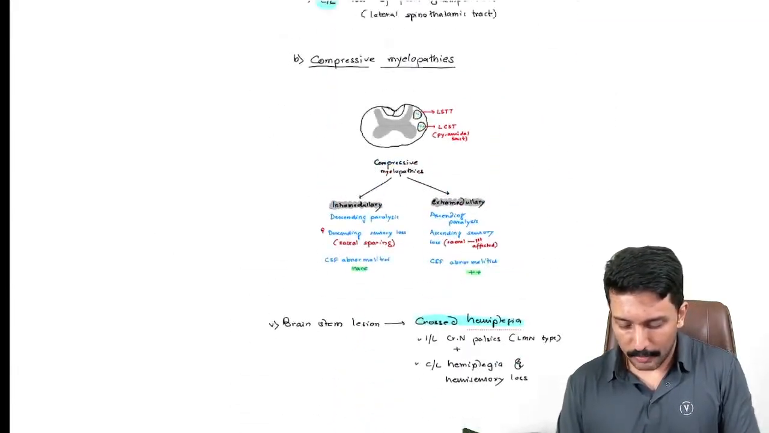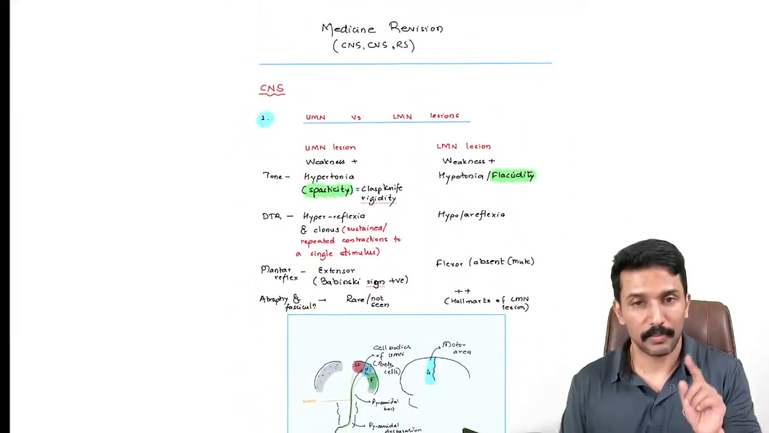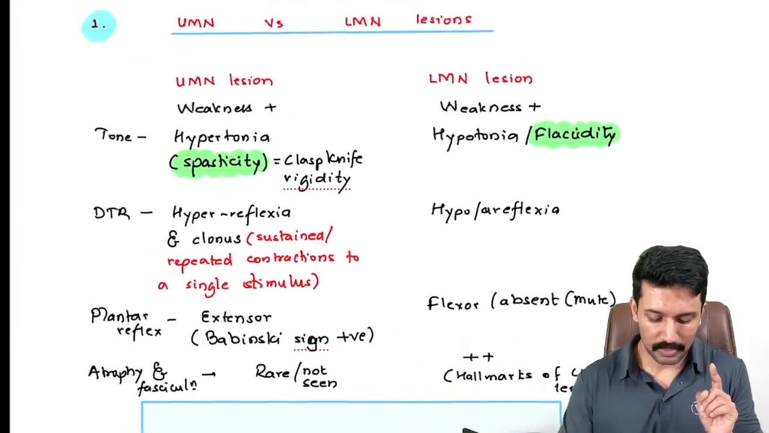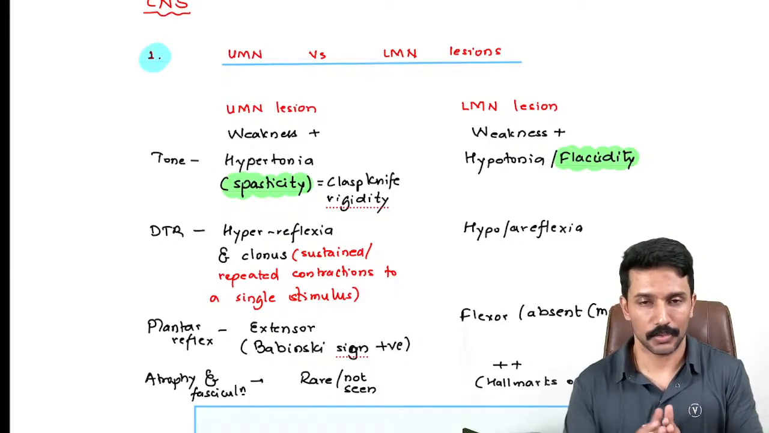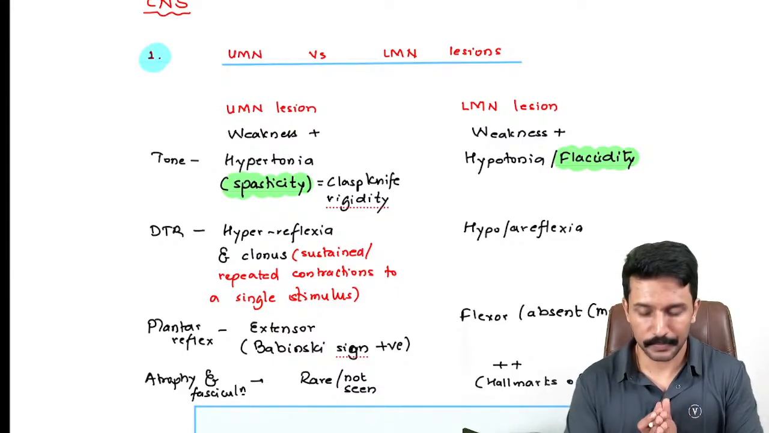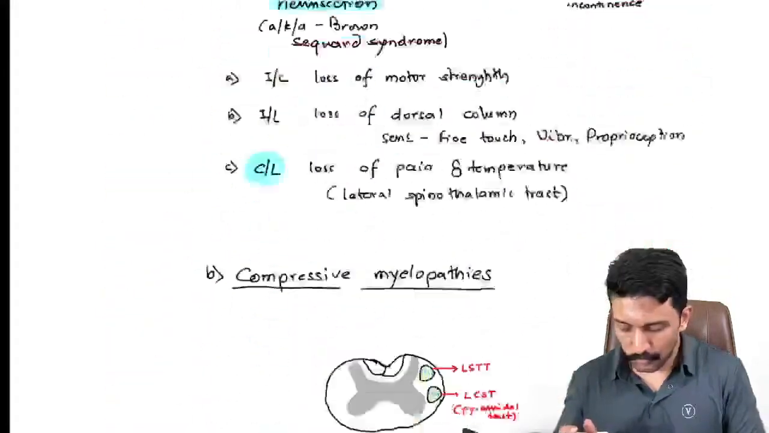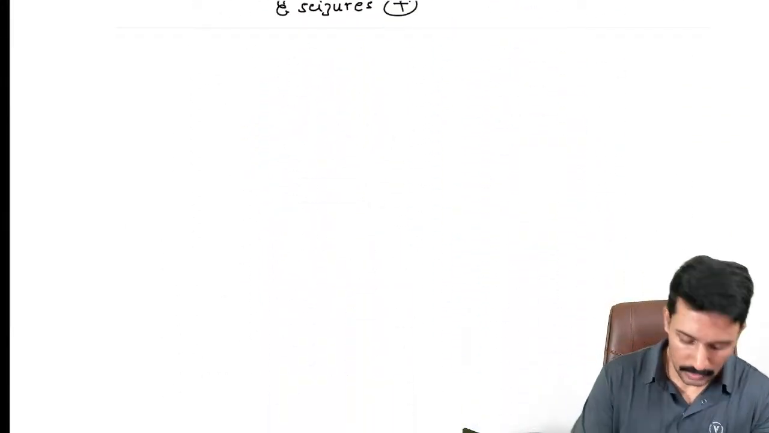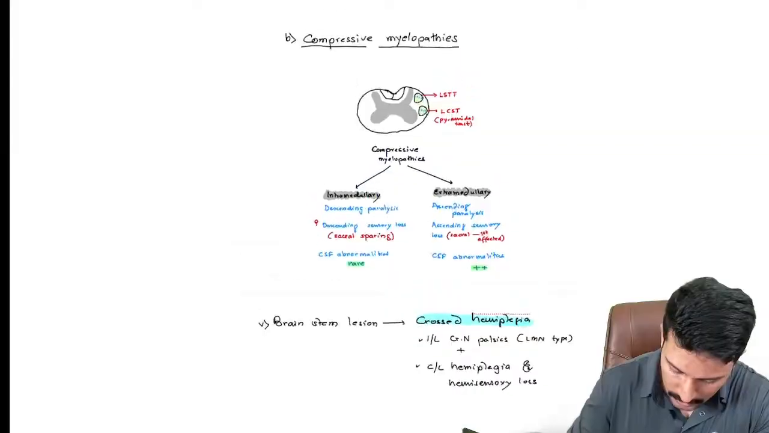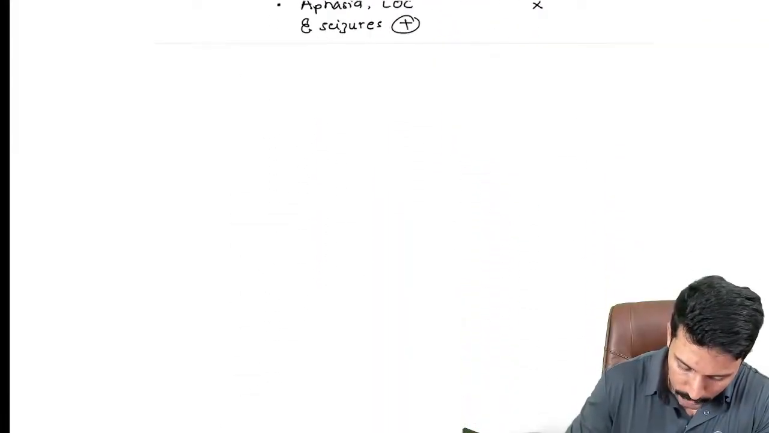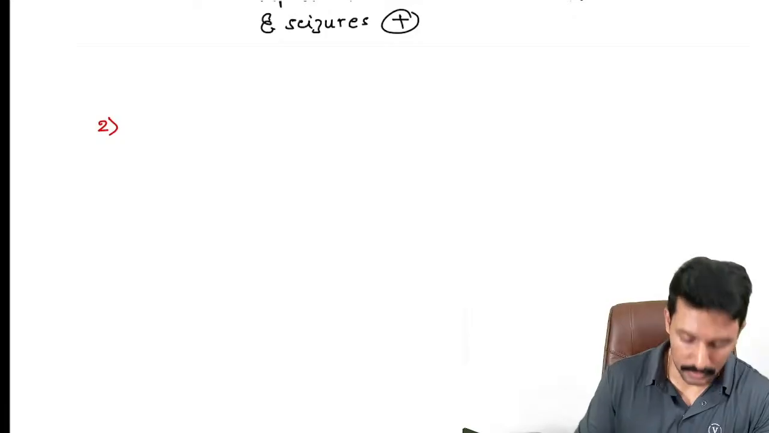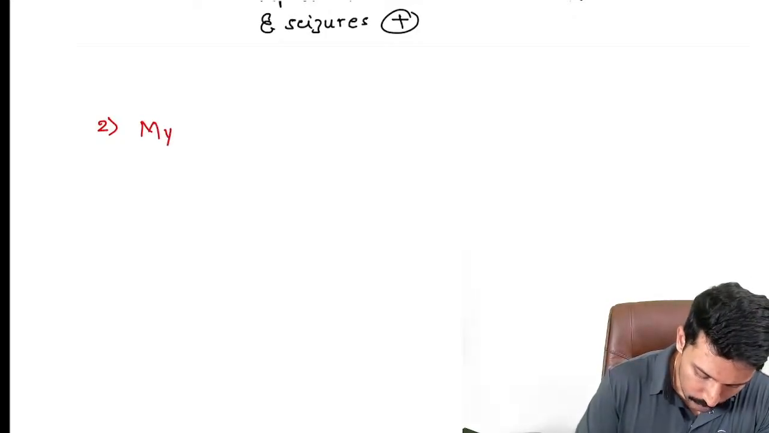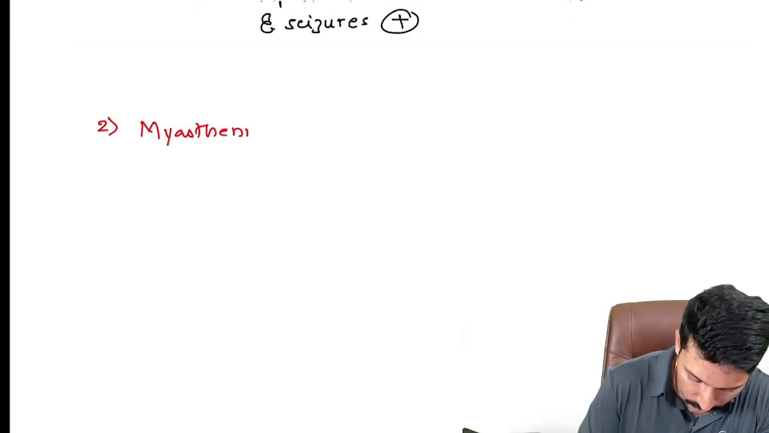From here, so far whatever we have discussed, I'm expecting one question. Maximum chances are that the questions will come from LMN versus UMN lesion. Okay, clear? Now with this backdrop, we will quickly start discussing the important neurotopics. And the first topic that we're going to discuss is going to be the neuromuscular junction disorders, that is myasthenia gravis and Lambert-Eaton syndrome.